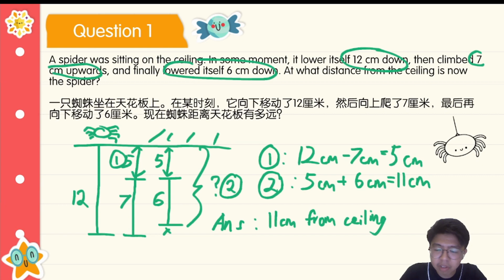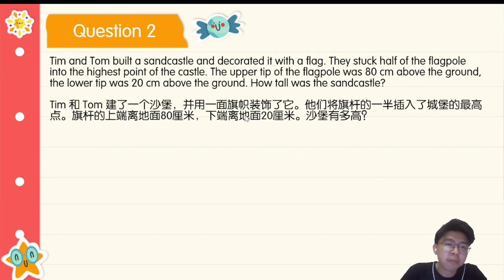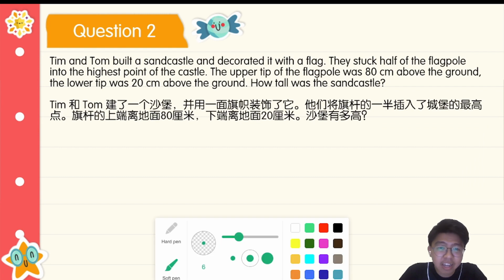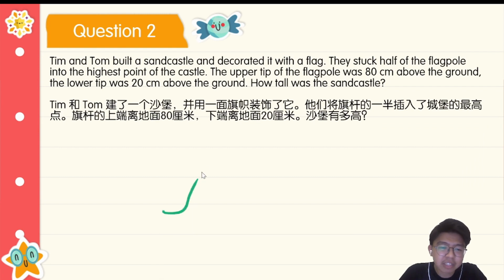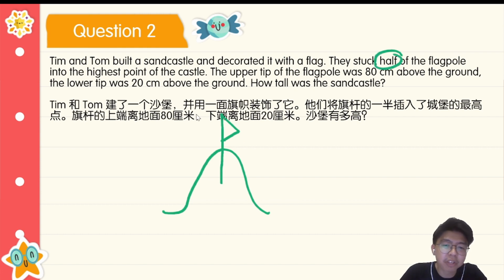Alright, so now let's move on to the next question here. So Tim and Tom built a sandcastle, and decorated it with a flag. So I will draw the sandcastle here and a flag here. It says that they stuck half of the flagpole into the highest point here. Into the highest point. Wait, let me draw the sandcastle again.